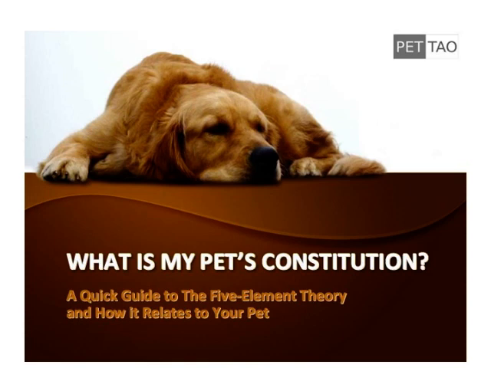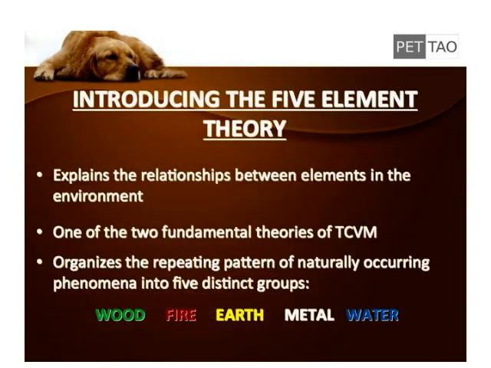And the 5-element theory helps us identify a pet's constitution. The 5-element theory helps to explain the intricate relationship between all of the naturally occurring elements in the environment. Those elements are wood, fire, earth, metal, and water. And the 5-element theory is one of the 2 guiding philosophies, theories, or principles in Eastern medicine, the other being the yin-yang theory.